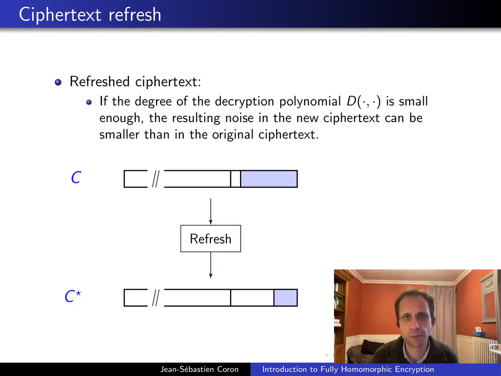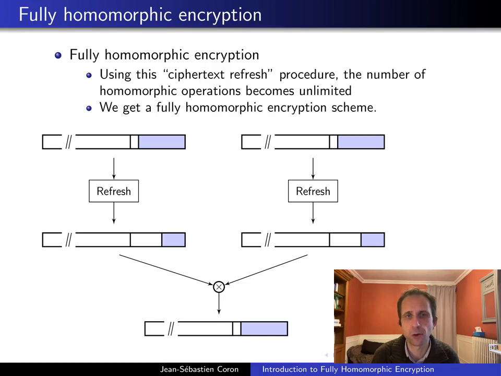So now assume that we have obtained a refreshed ciphertext. If the degree of the decryption polynomial is small enough, then the noise in the new ciphertext can be smaller than in the original ciphertext. So we start with a ciphertext C with a lot of noise, and eventually we obtain C star, which has less noise. And now we can always perform this ciphertext refresh to decrease the amount of noise. So this gives us a fully homomorphic encryption scheme, because the number of homomorphic operations becomes unlimited.